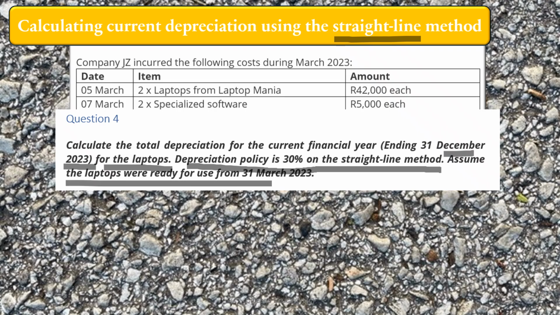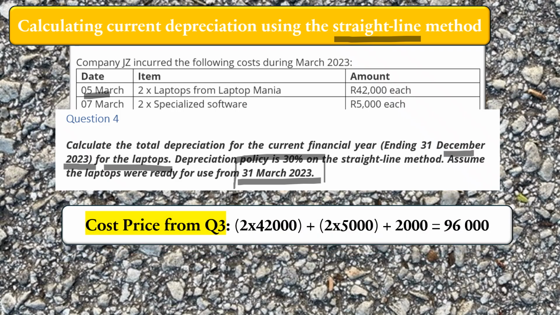Assume the laptops were only ready from the 31st of March. That is important, because when an asset becomes useful or starts being used, you can depreciate from that date, even if these laptops were bought before the 5th of March. They say we're only starting to use the laptops on the 31st of March.